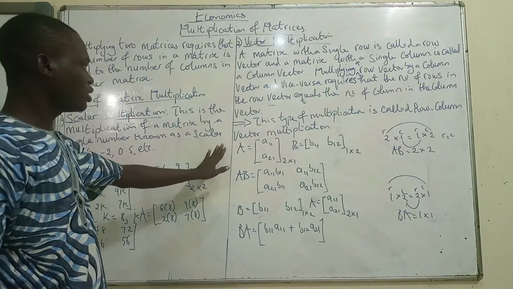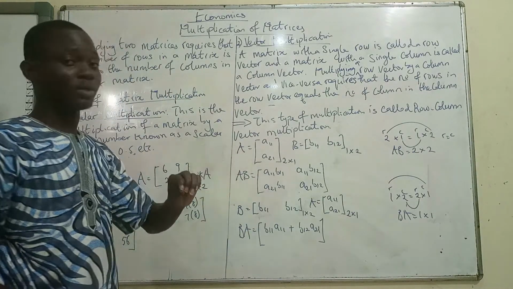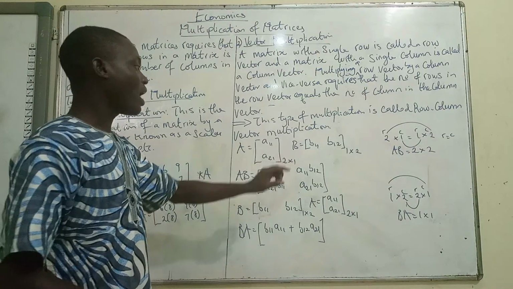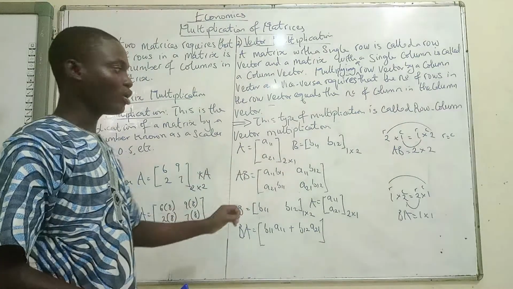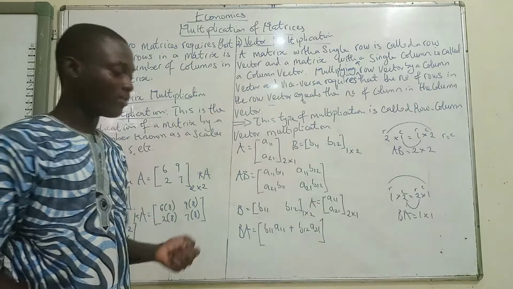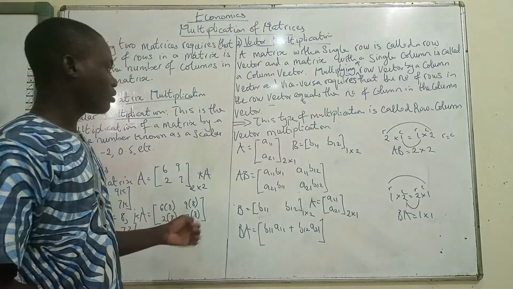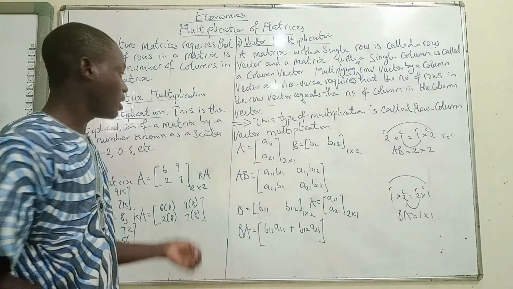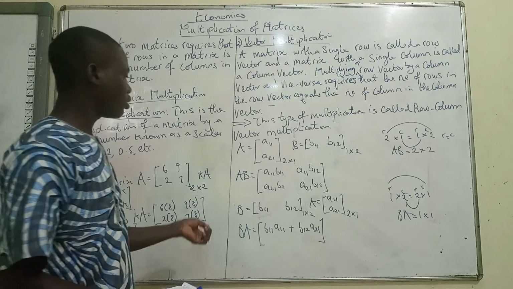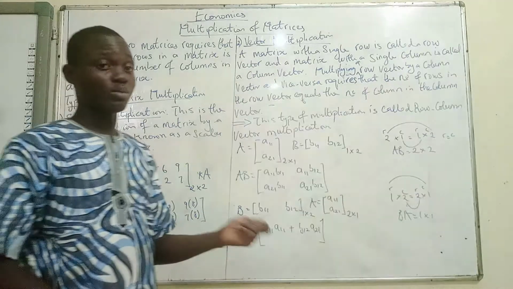Now I want to do 2 kinds of multiplication. I want to multiply A by B, and I want to multiply B by A. We are doing that for 2 reasons. First, we want to know how to do the multiplication, and the second is that we want to know if AB is equal to BA.